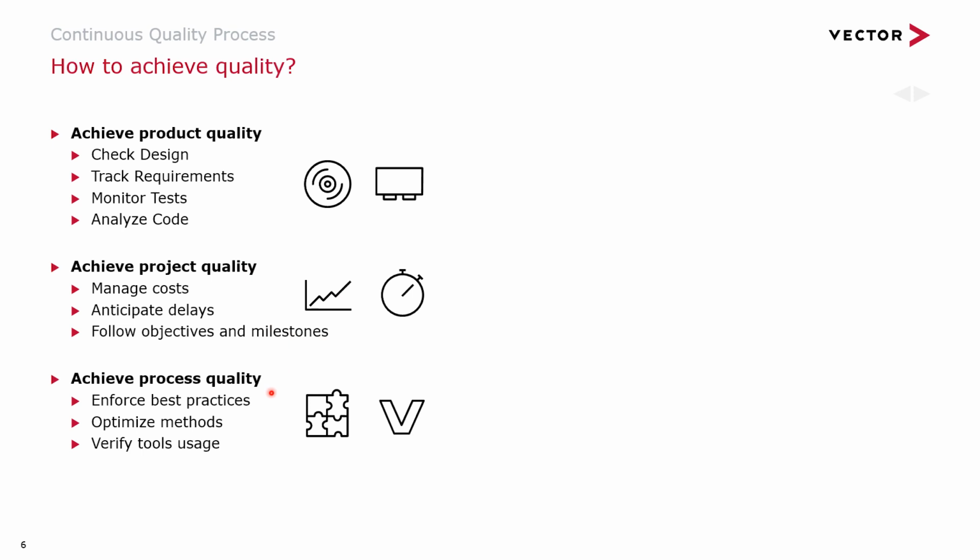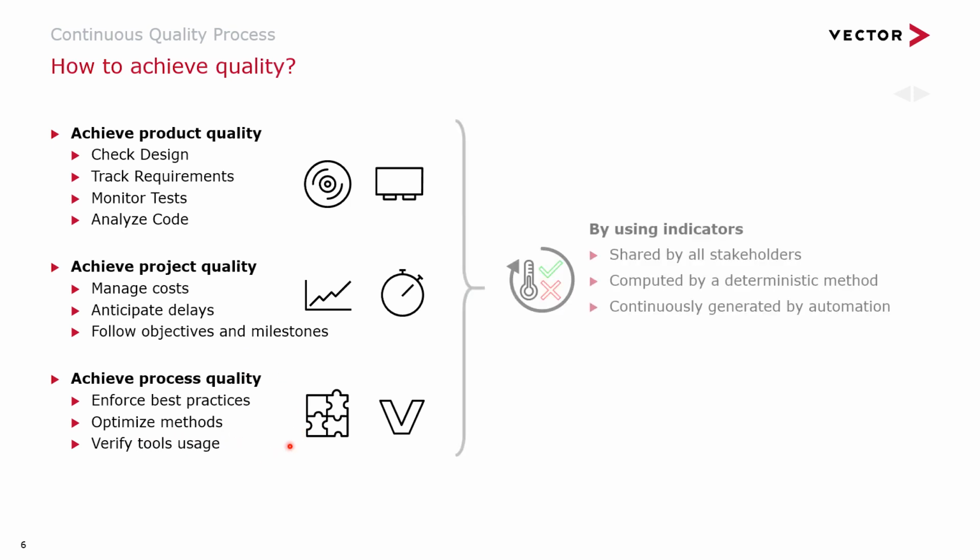At process level, the quality is more a question of practice. Are my development tools, development teams going to apply the company development practices? Are the methods going to be properly optimized? Are my tools being used properly? All of these questions are going to be in the process quality area.